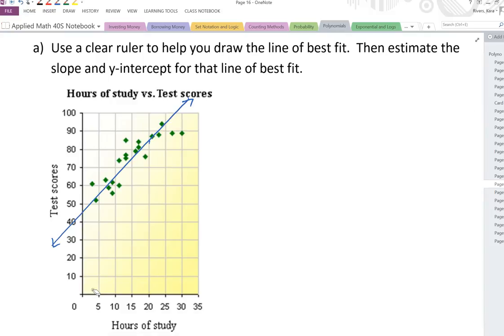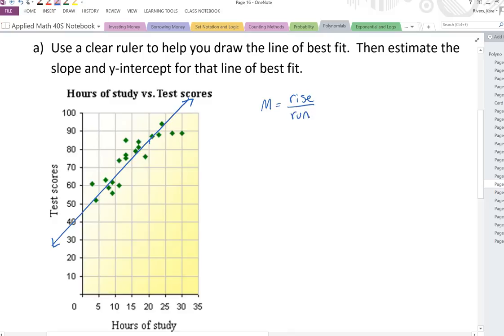So I've used my clear ruler, I've put it on my graph, and I adjusted it and moved it around to see when it's going to go through these data points the best. How is it going to go through these data points in the best possible way? Okay. Now it says estimate the slope. Reminder that our slope, m, is equal to our rise over our run.